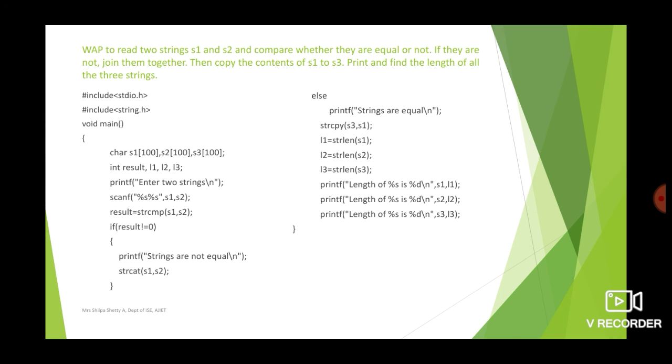So for all these tasks we have built-in functions, right? Reading strings, we can use scanf or gets. Compare if they are equal or not, so we need to use strcmp. Then join them together, we have to concatenate with strcat. Then copy, so we need to use strcpy. Then we need to find the length of all the strings, so we have strlen. So the program is like this: #include <stdio.h>, #include <string.h>, void main.